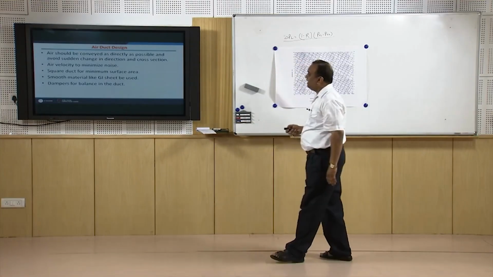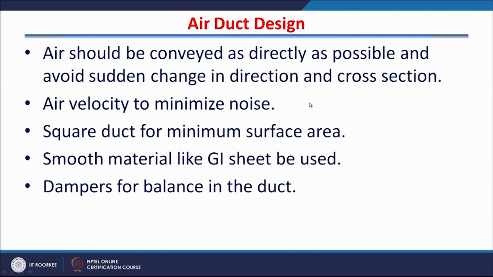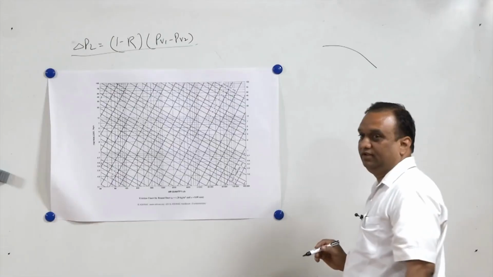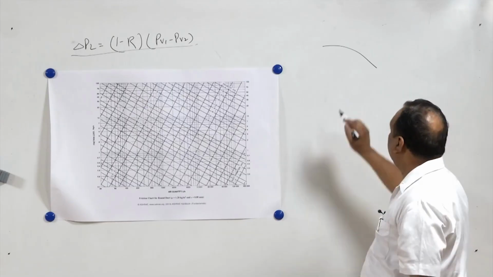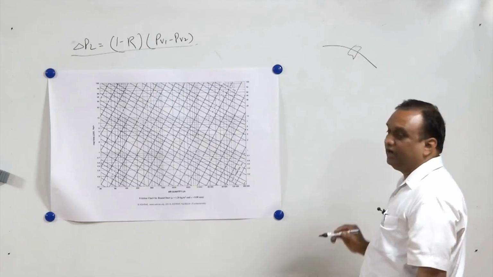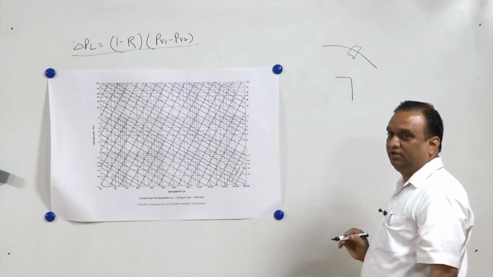So, first of all, guidelines for air duct design. Air should be conveyed as directly as possible; avoid sudden change in direction and cross section. It is obvious. If there is a change in inertia, pressure, there is going to be loss of velocity head, dynamic head, and this has to be avoided. If there is a sudden change, the loss will be more.